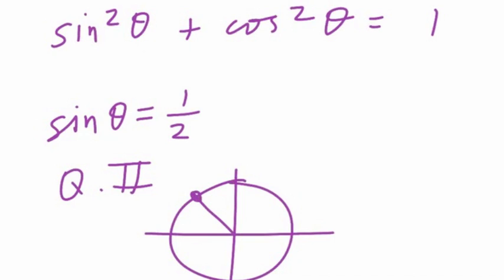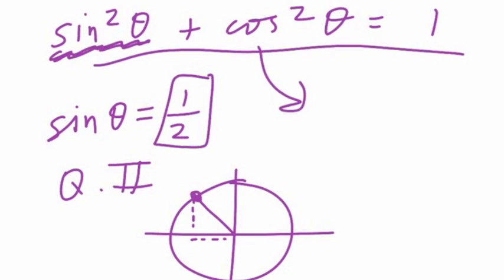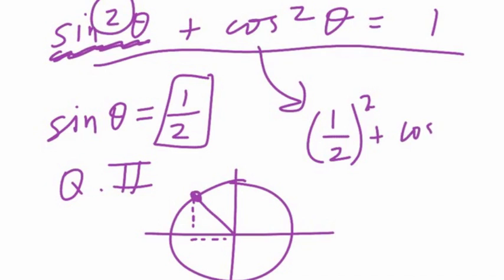This angle is somewhere over here. So sine is positive, cosine is negative. Keep that in mind because we're going to use it later. These problems are pretty easy, but you have to be able to work with fractions a little bit. We know that sine of theta equals 1/2. So where we see up here sine squared of theta, we're just going to replace the sine theta with 1/2. So this whole thing just turns into 1/2. Of course we have to square it because sine theta is being squared, plus cosine squared equals 1.